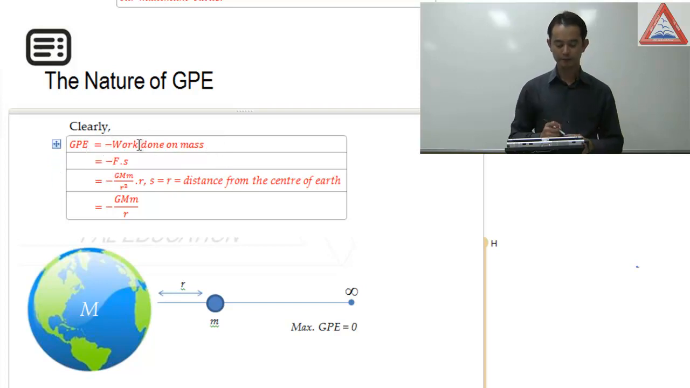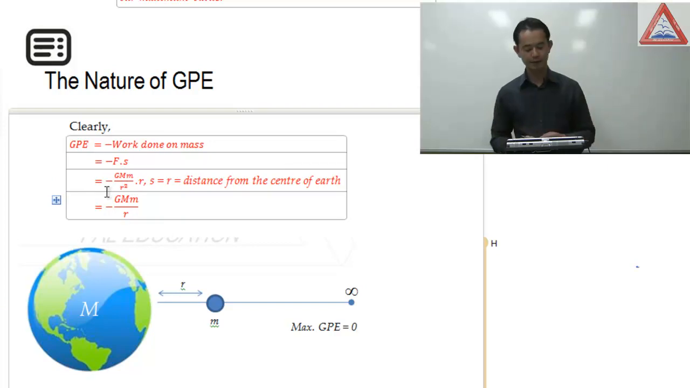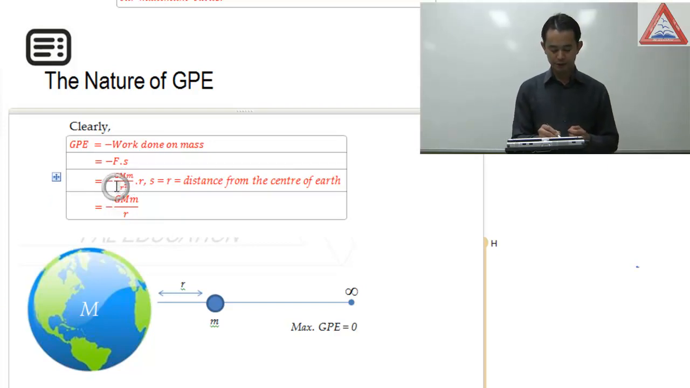Why is it negative work? Simply, as we just explained, GPE by nature is negative, because it's quite clear just then. Now, work done is equal to force times S, displacement. Force is the force due to gravitation, and this force follows Newton's law of gravitation. Okay, so Newton dictates that the force between two bodies under gravitational effect is big G times big M, little m on r squared.